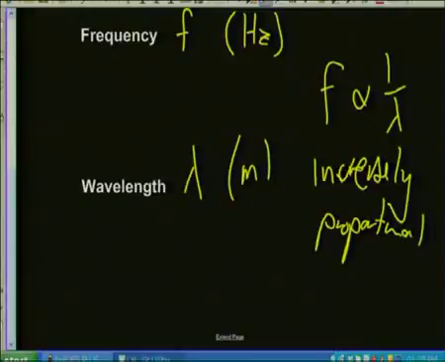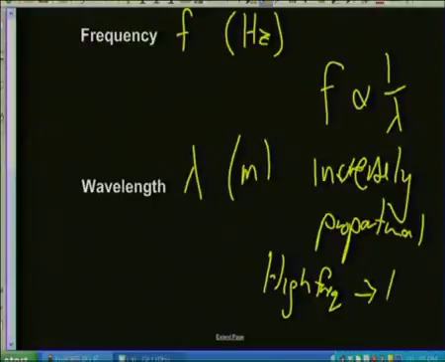That means that if you have a high frequency for a certain wavelength or type of light, color of light, that means there will be a low wavelength. Okay? They work opposite each other. As you increase the one, you will decrease the other. And so you need to be very clear about that.